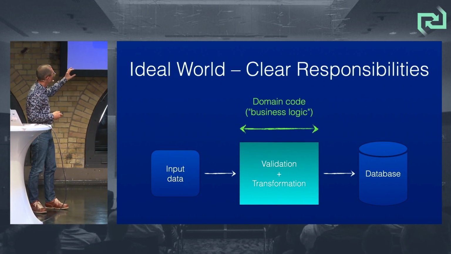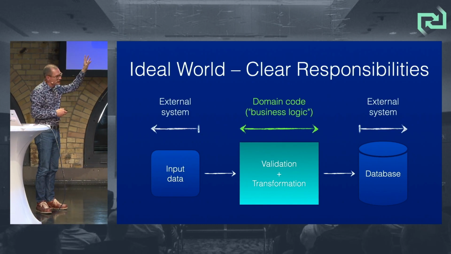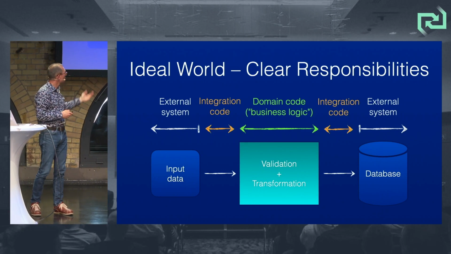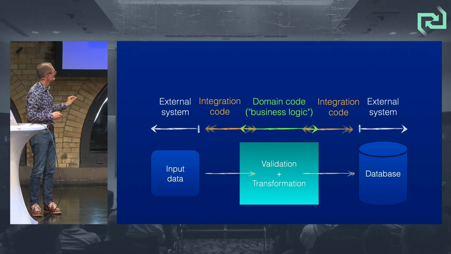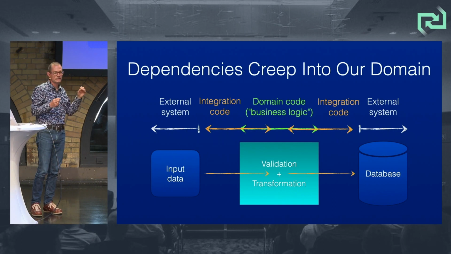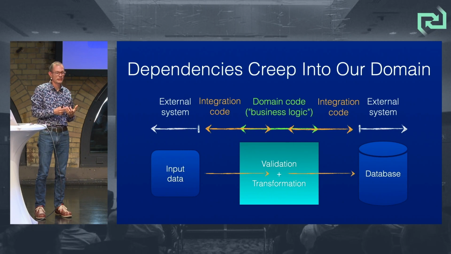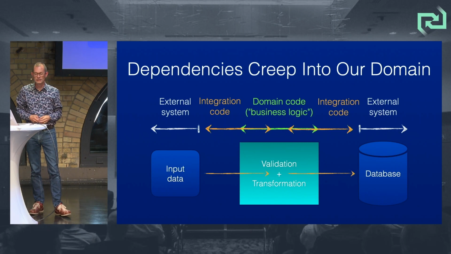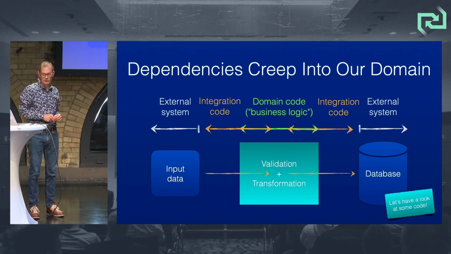We've got the business logic, let me call this the domain code, and we've got external systems, and in between some integration code. And this might be easy to test because we can test all the things separately, but dependencies sneak into our domain. And then we've got to test our domain code, including the dependencies. And if you don't take care, the sneaking goes on, and you've got dependencies that you didn't know about. Let's have a look at some code.